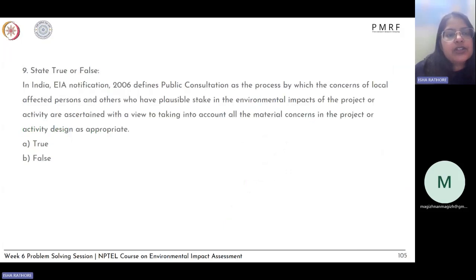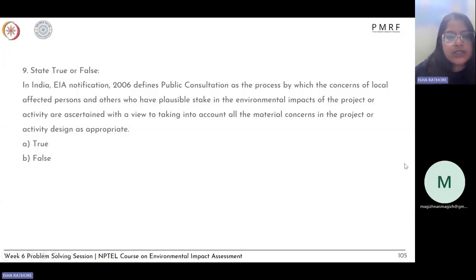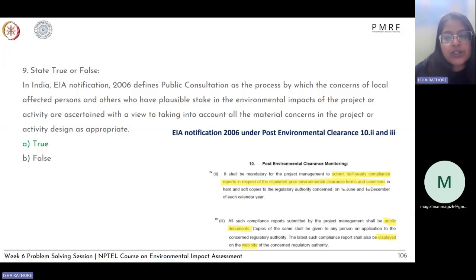Moving on to the next question, state true or false. In India, EIA notification of 2006 defines public consultation as the process by which the concerns of local affected persons and others who have plausible stake in the environmental impacts of the project or activity are ascertained with a view to taking into account all the material concerns in the project or activity design as appropriate. Is the statement true or false? So the statement is true. According to the EIA notification of 2006, public consultation has been included. So the statement is true. So A is the correct answer.